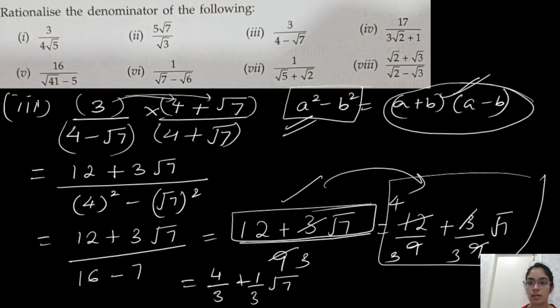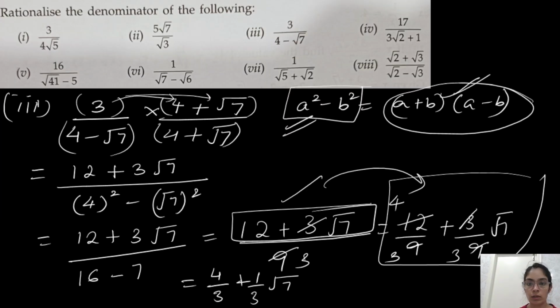So fourth one is 17 by 3 root 2 plus 1. Okay, so same thing I have told you, whatever is denominator, the same number but with the opposite sign is the rationalizing factor. So here 3 root 2 plus 1 is there, so this will be 3 root 2 minus 1. Up and down same thing you have to write.